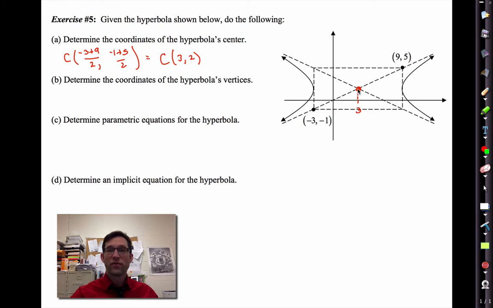That's an x-coordinate of 3. That's a y-coordinate of 2. Simple enough. The second part of the problem asks us to find the hyperbola's vertices. Let's draw those in green. All right. I bet you can find the coordinates of the vertices quite easily, but pause the video now and try to determine what they are.